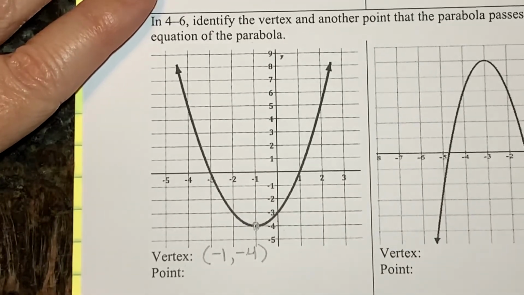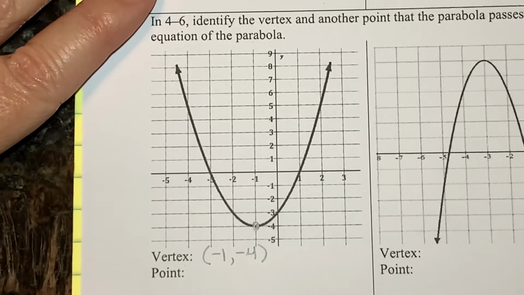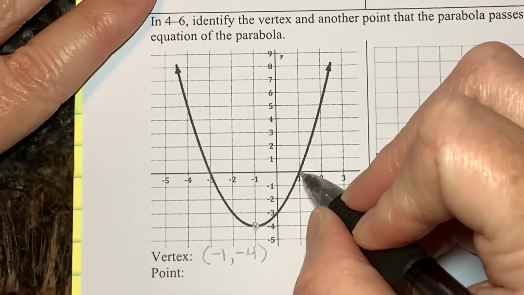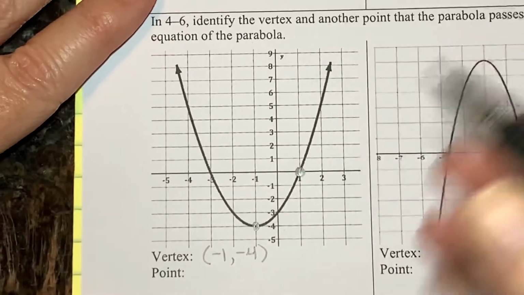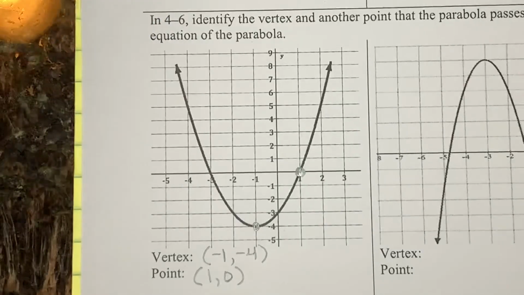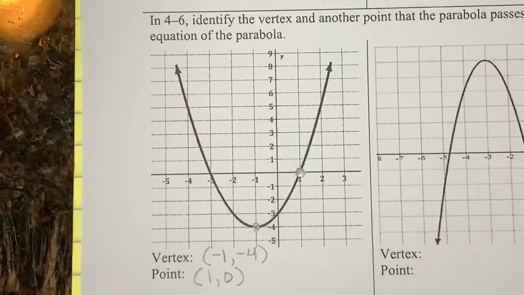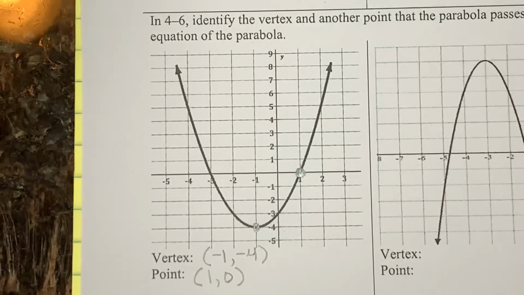Pick some other point on the graph. It doesn't matter which one. You just need an x and a y. Try to find an easy one. So maybe this one here, (1, 0). That way you're plugging in 1s and 0s. And then you're going to do the same process as number 1 and find the equation. Okay, that should take you through vertex form.